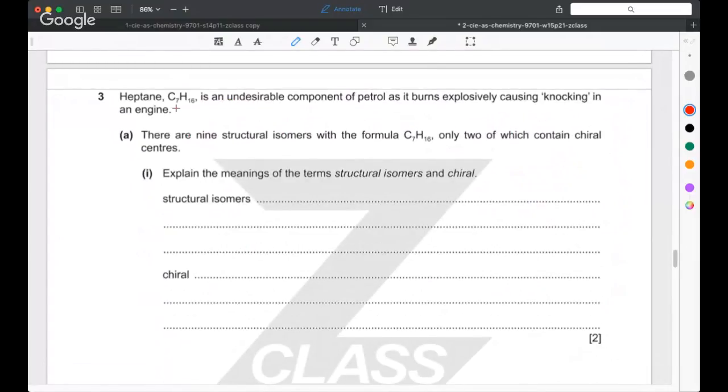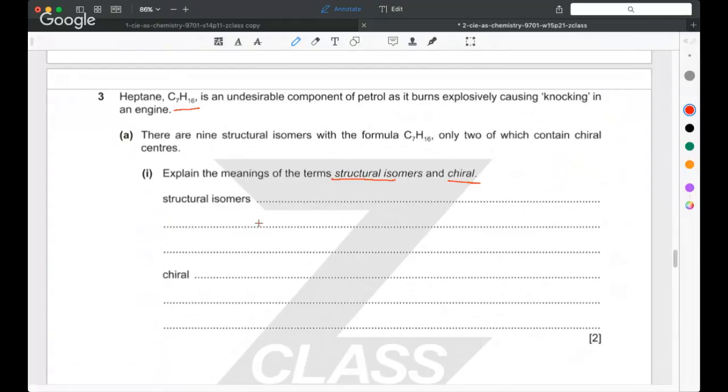Heptane. Now, you've got to explain here a couple of words about isomerism, structural isomers, and this is optical isomerism, isn't it? When you've got chiral centers. So the examiner is looking for really tight definitions here. You're going to say very clearly here that a structural isomer, structural isomers are different molecules with the same molecular formula, but different structural formulas. So you're going to write that out.